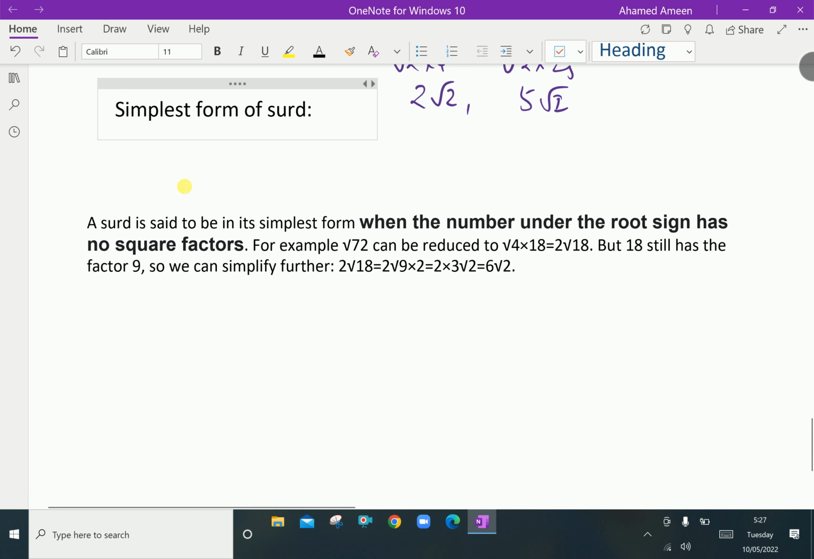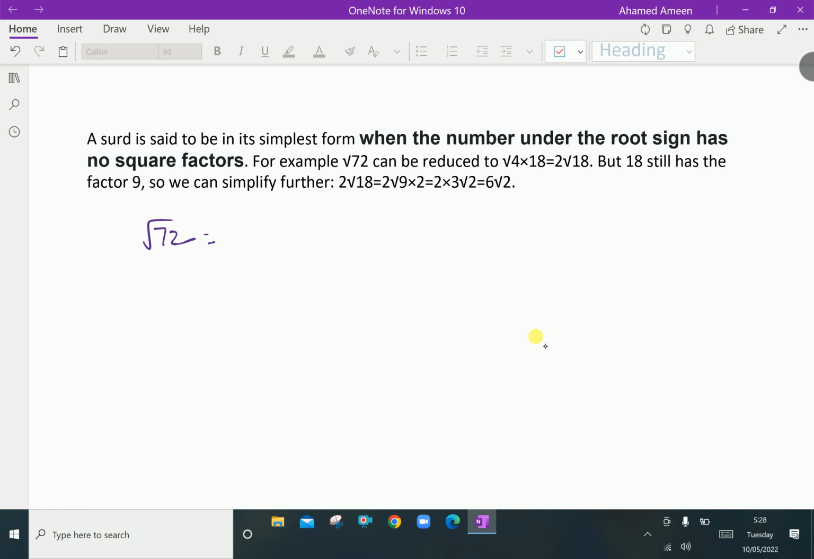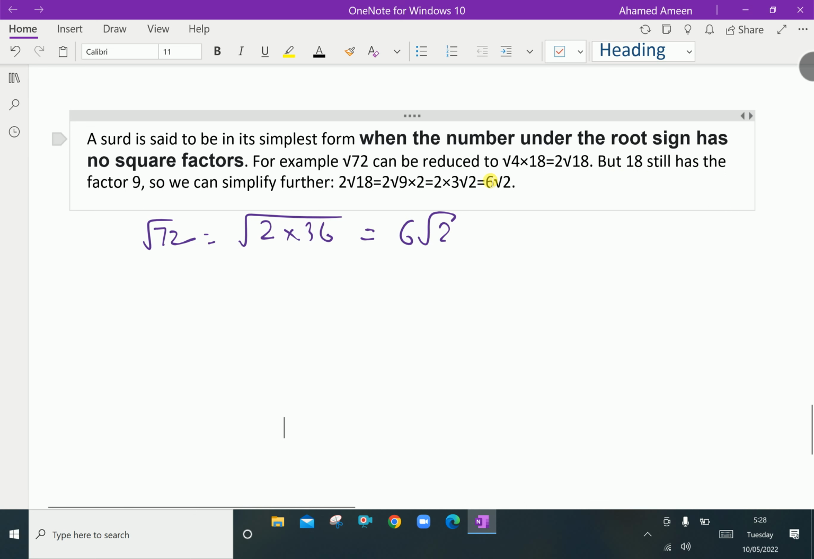Now the simplest form of surd. A surd is said to be in its simplest form when the number under the root sign has no square factor. For example, square root of 72. Square root of 72 is written as square root of 2 into 36. Square root of 36 is 6, and root 2. So we can write square root of 72 is 6 root 2. Then the surd is said to be in the simplest form when the number under the square root sign has no square factor. For example, square root of 72 can be reduced as 2 into root of 18, which is 2 root of 9 into 2, then square root of 9 is 3, 3 into 2 is 6, so 6 root 2.